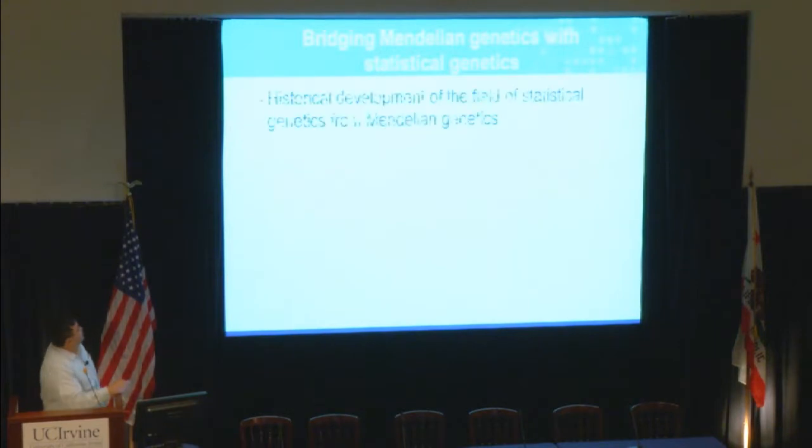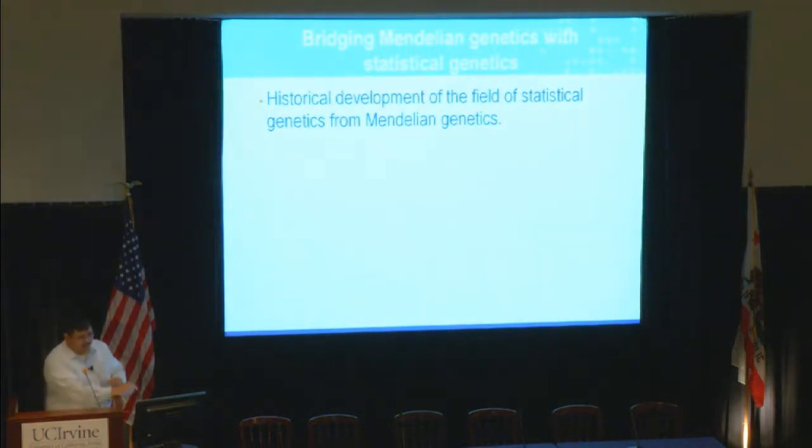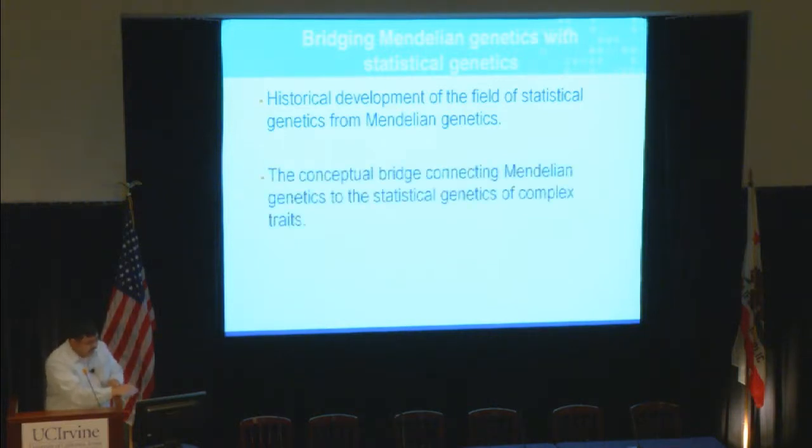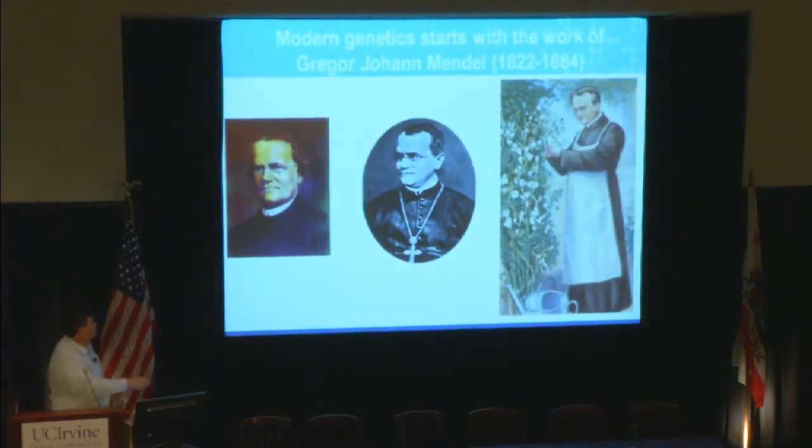All right, so I want to start with a little historical background and show how statistical genetics can be bridged with Mendelian genetics and how this historically developed. And I want to briefly mention this conceptual bridge connecting Mendelian genetics to the statistical genetics of complex traits.